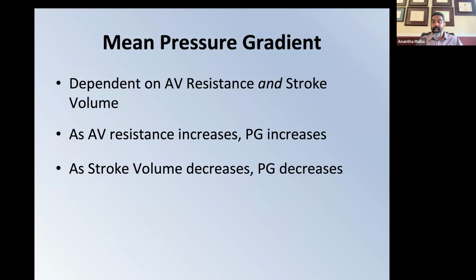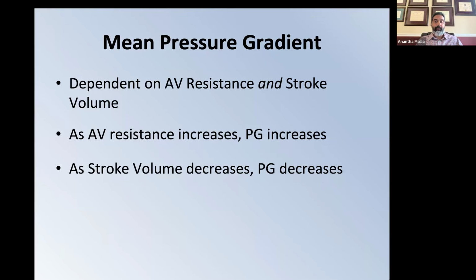And when you develop LV systolic dysfunction, the stroke volume is going to start decreasing. So over time, when you're looking at the evolution of aortic stenosis, the pressure gradient will continue to increase and increase as the aortic valve itself gets tighter. But eventually you'll reach a point where the LV fails, and then the pressure gradient will start to decrease. Or in other words, it will start to less reliably mirror how severe the aortic stenosis is.